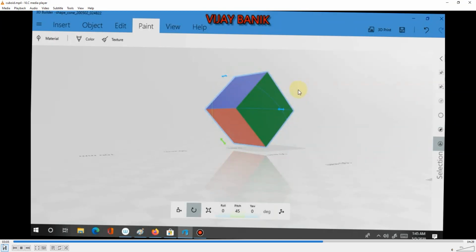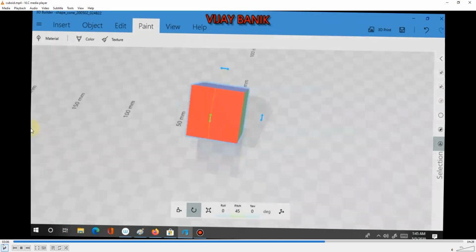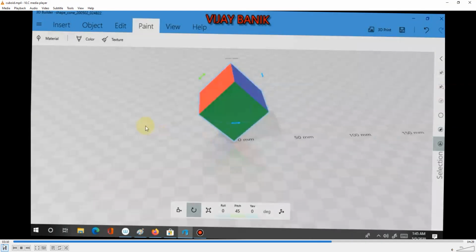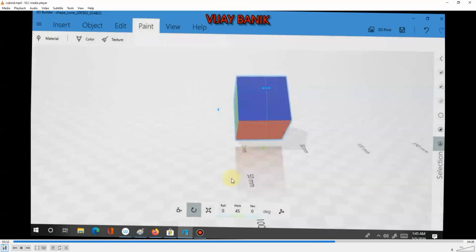Okay. So can you see how I'm moving the cuboid? A cuboid has two sides similar in nature. Can you see both the opposite sides are the same? And I gave the same color: 2 green, 2 blue and 2 red. Can you see? Okay. So you have to know this concept very well.